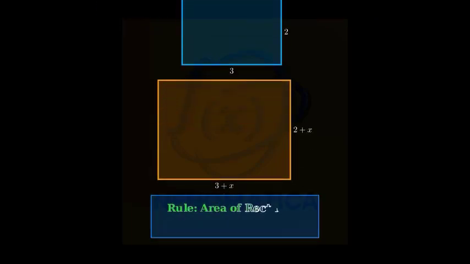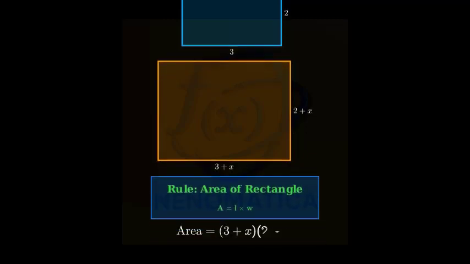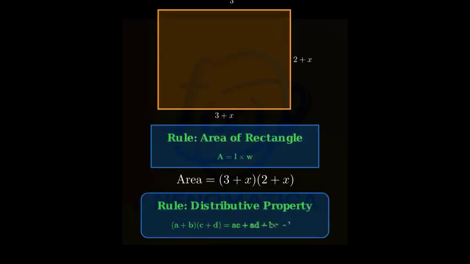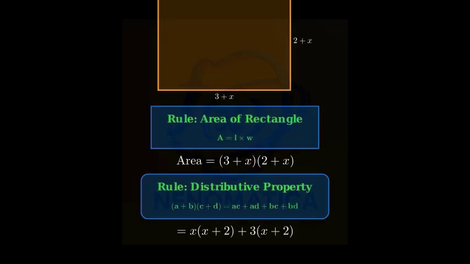To find the area of the rectangle after the increase, we need to multiply the new length by the new width. The new length is 3 plus x, and the new width is 2 plus x. So the area is given by the product of these two expressions. Now, let's expand this product using the distributive property. We'll first multiply 3 plus x by 2, and then multiply 3 plus x by x, and add these results.